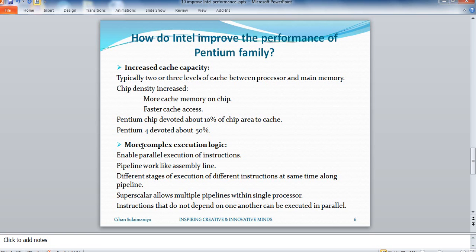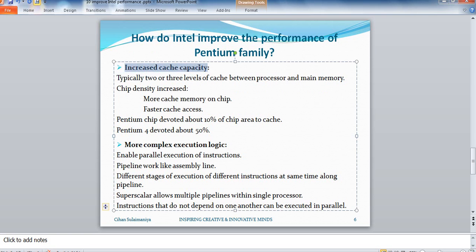The second way is by using more complex execution logic. So these are two ways. Maybe the first way is easier than the second way, but it will cost more money. Increasing cache capacity is easier than making complex execution logic for all the memories. So this may cost, this is cheaper than this. But this is easier. The first one is easier than the second one.